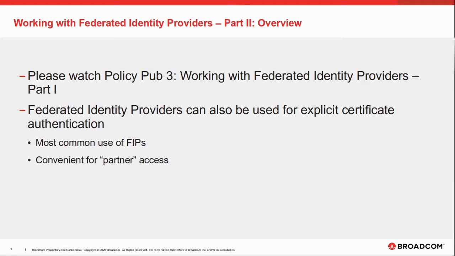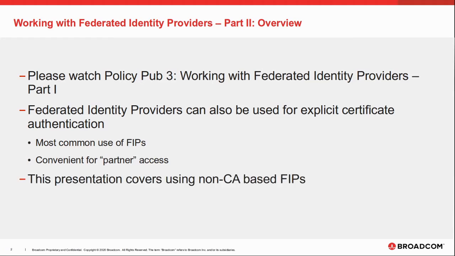So when you're working with a partner, they may provide you with a self-signed certificate, and you implicitly trust that certificate because, well, they provided it to you. So the simplest way to work with that certificate is probably to use a FIP rather than the internal identity provider. So in this presentation, we're going to cover using non-CA based federated identity providers.